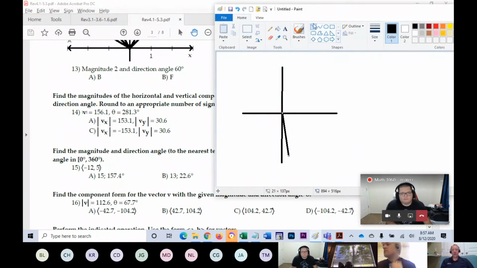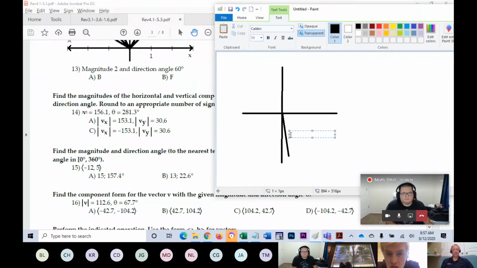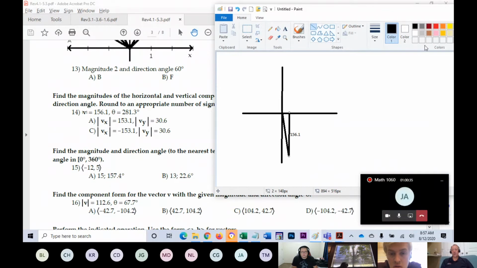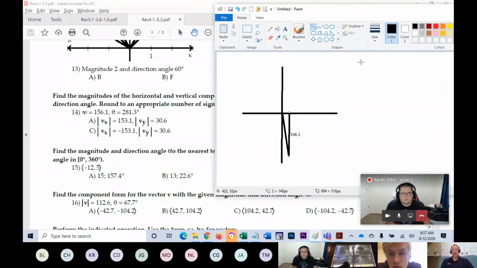So my hypotenuse is what? If I were to treat this as a triangle. 156.1. 156.1. Okay. So really what I'm looking for is my vertical component in red. Red, I say. And I'm looking for my horizontal component here. Okay.